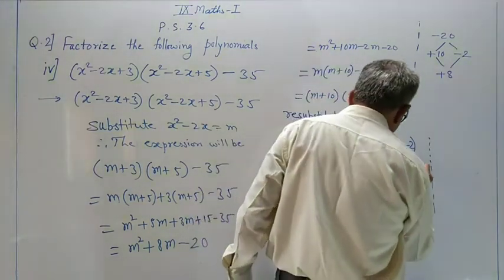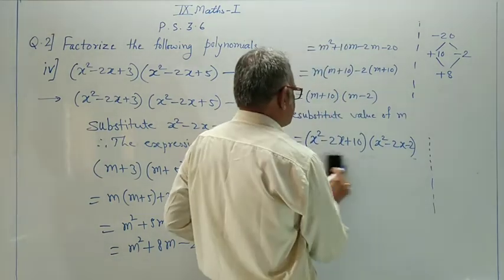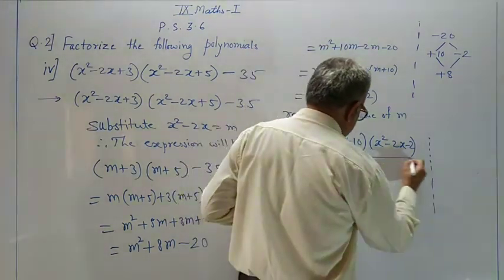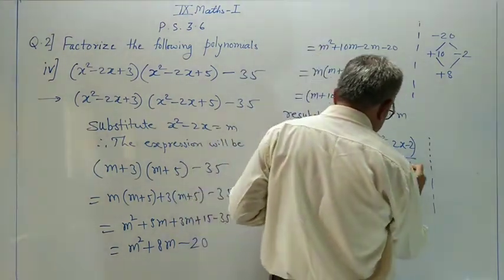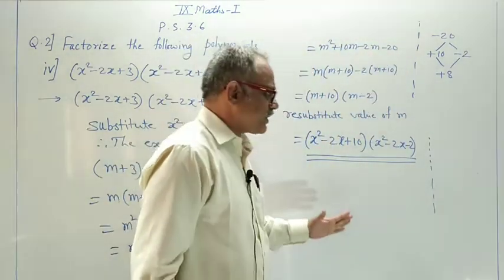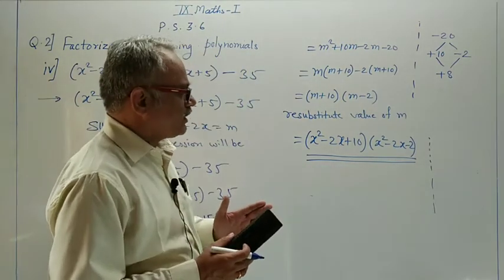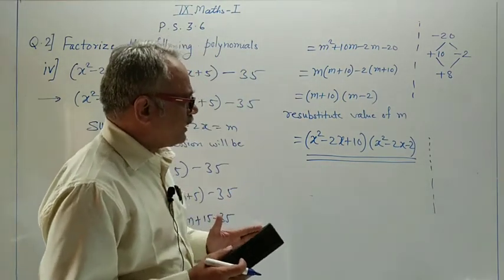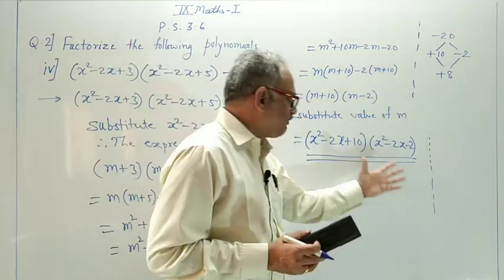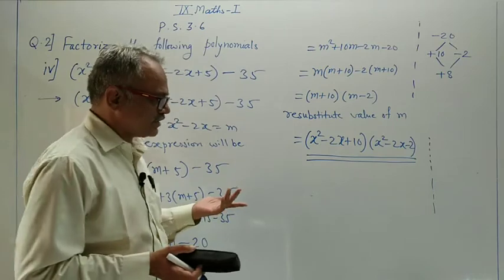So these are the only factors. X square minus 2x plus 10 is one factor, x square minus 2x minus 2 is another factor. This factor cannot be factorized. For example, if it is 35, we write 7 into 5, then 7 and 5 cannot be further factorized, so 7 and 5 is the only answer.